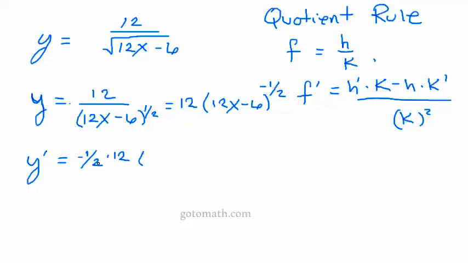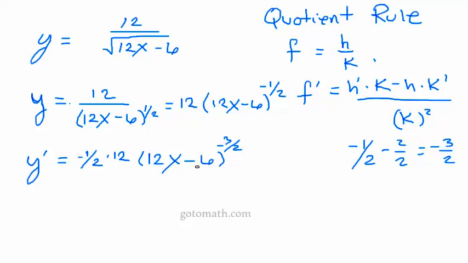Power rule: bring the negative a half out front, and rewrite everything in parentheses, subtracting 1 from the exponent. So a little side work: what is negative a half minus 1? Well, isn't that the same thing as saying 2 over 2? That's minus 1, isn't it? And you got negative 1 minus 2 is negative 3 halves. That's negative 1.5. If this is 0.5 and we subtract 1 from it, you get negative 1.5. However you want to look at that. And then we take the derivative of the inside and bring it out, and the derivative of the inside is just 12.